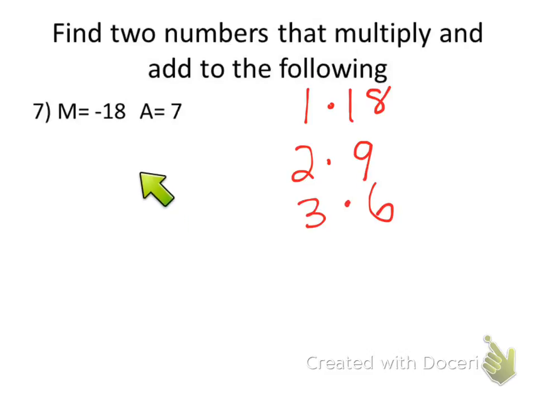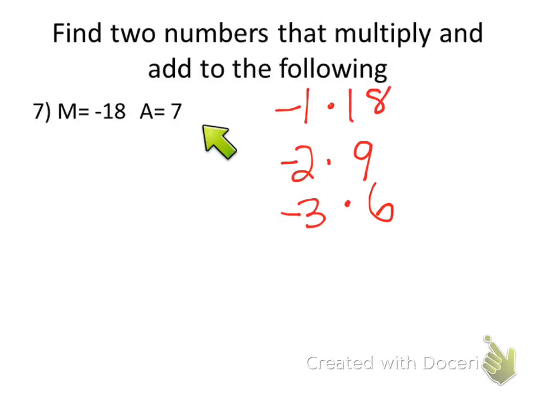But I don't want 18. I want negative 18. So what do I know about multiplying to get a negative number? One of them has to be negative. Do you think it's going to be our bigger number or our smaller number that's going to be negative? Smaller, because they're going to add to give us a positive. So you can just go make the smaller ones negative.